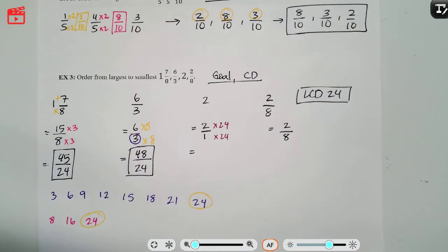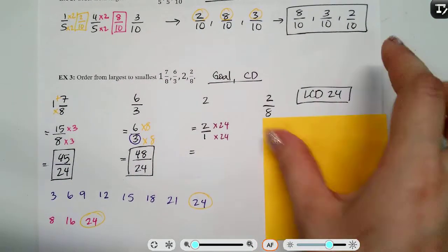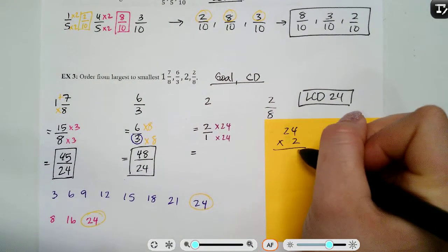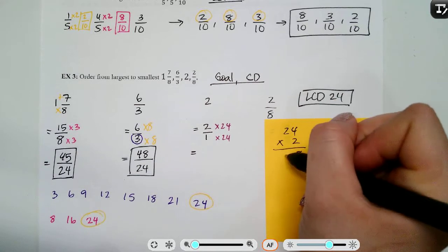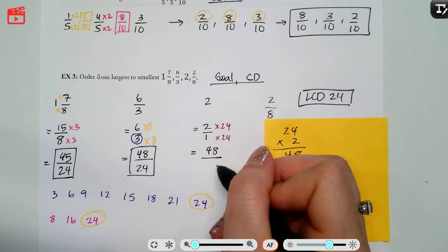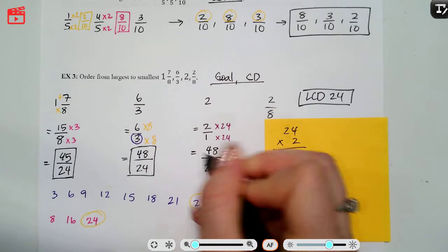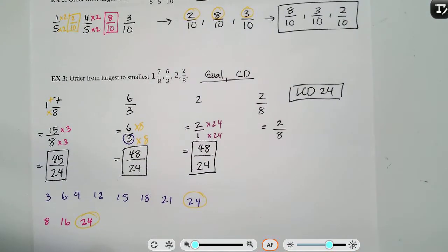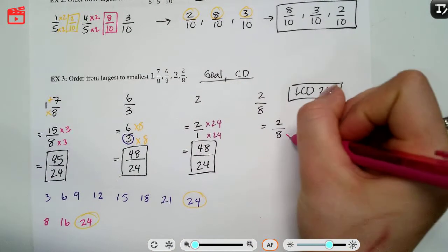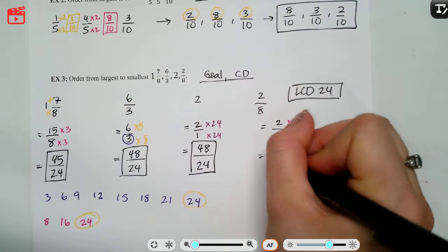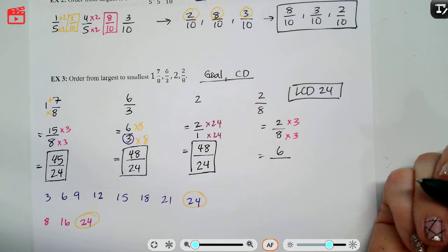All right, what is 2 times 24? We don't know. Let's do it by hand. 4 times 2 is 8. 2 times 2 is 4. 48. Oh, it's the same fraction as that. Interesting. And the last one, we're going to multiply. Okay, it's an 8 again, so we're just going to multiply by 3 like we did before. And that's going to be 2 times 3 is 6 over 8 times 3, which is 24.